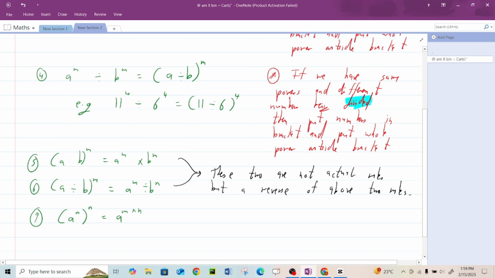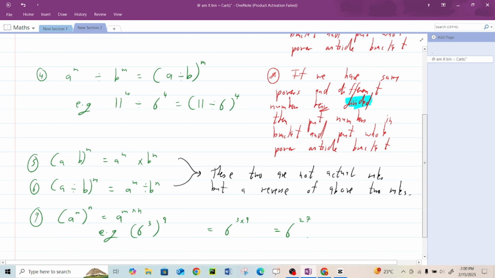Whenever I have a number with a power in a bracket, and outside the bracket I have another power, I'm going to multiply the powers. For example: 6 power 3 whole power 9. Simply 3 times 9, that makes it 6 power 27.